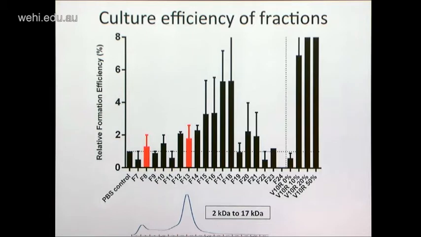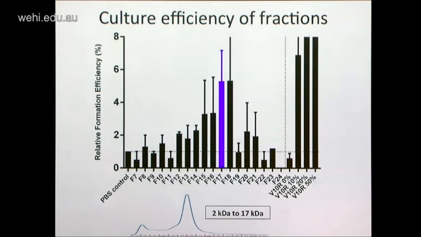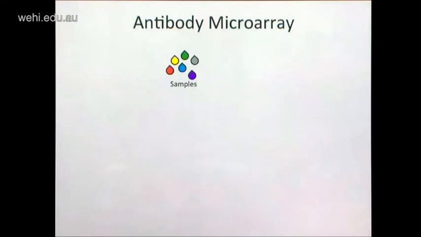However, if I have a closer look at the colonoid formation, where the crypt is formed, we don't see much activity in fraction 8 and fraction 13, which belong to these two peaks. However, we do see activity in fraction 17 and 18 compared to the negative control. And these fractions were found around 2 kilodalton to 17 kilodalton. Now we know that fractions 17 and 18 contain the colonoid stimulating factors.